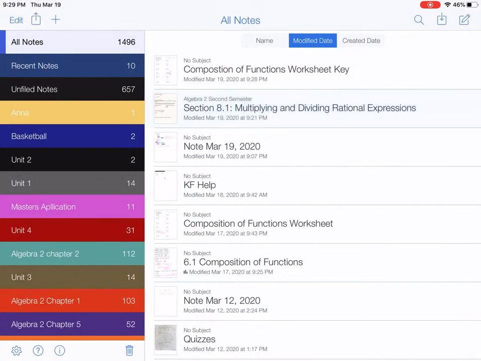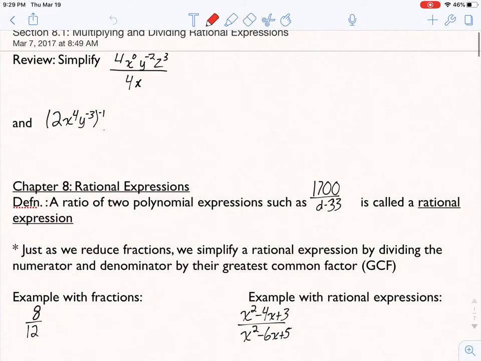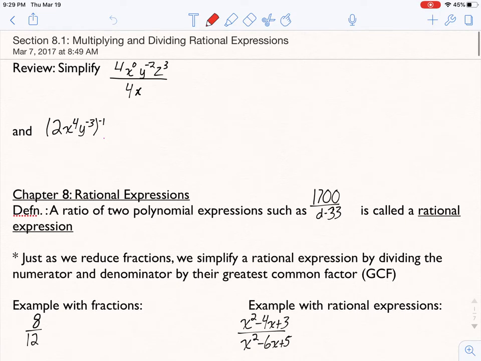All right, so our new material is called Section 8.1, Multiplying and Dividing Rational Expressions. And again, I'll try to put some of the more notes on Google Classroom.